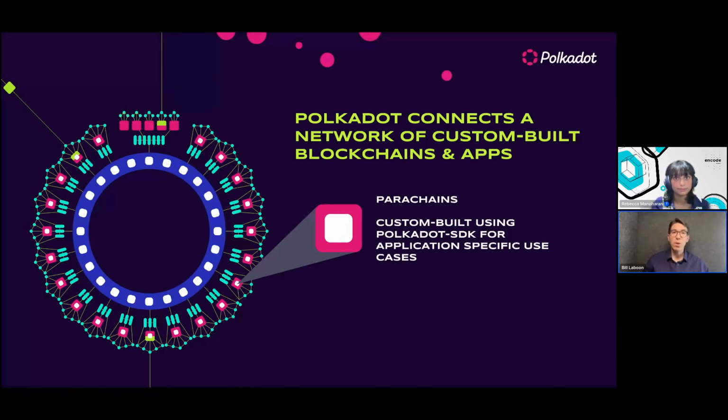So this is really two parts: the relay chain, the central chain of the network, which secures and allows for interoperability between what we call parachains, parallelized chains. So these parachains are custom-built chains using the Polkadot SDK, software development kit, for application-specific use cases. And these application-specific use cases can be as generic as a smart contract chain.